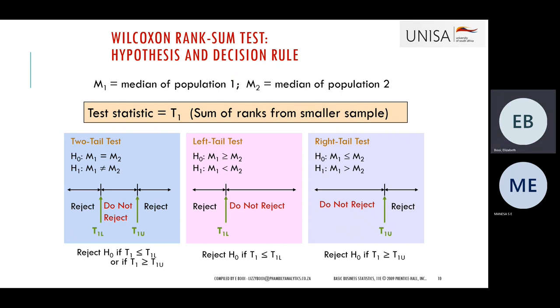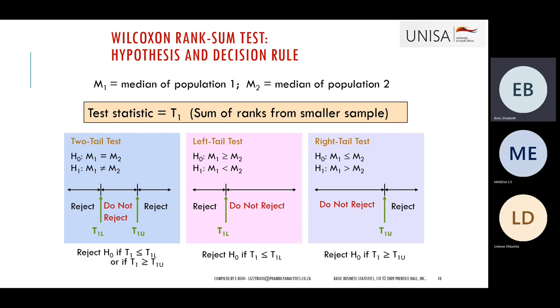Once you have the critical values, they will create two regions of rejection. As you can see here, if it's below this T1 lower limit, you will reject the null hypothesis. If it's above the T1 upper limit, you will reject the null hypothesis. Otherwise, if it falls in between those two values, you do not reject the null hypothesis.